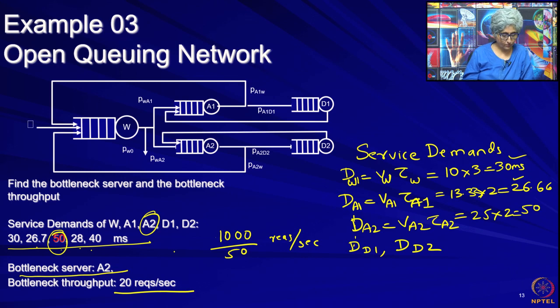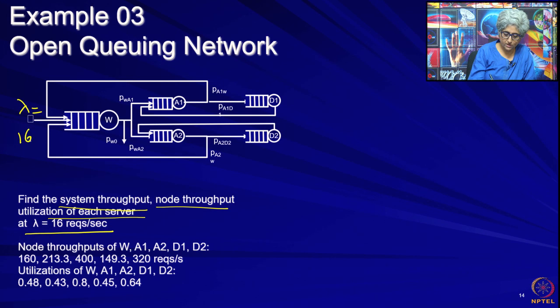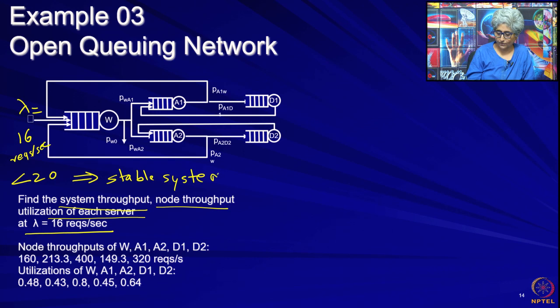Now what we can do is, for a given arrival rate, we can try to do the rest of the analysis. So what do we want to find? System throughput, node throughput and utilization of each server for a given arrival rate. So let us take lambda is equal to 16 requests per second. This is less than 20, so this implies this is a stable system. So we can actually do the analysis for all the nodes, otherwise it is an unstable system and we do not bother with analyzing an unstable system.